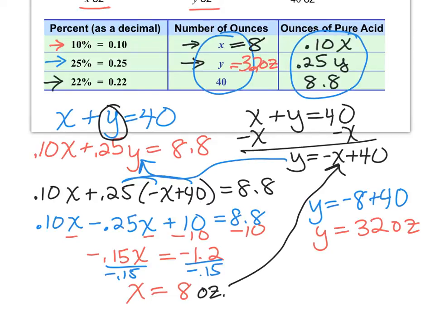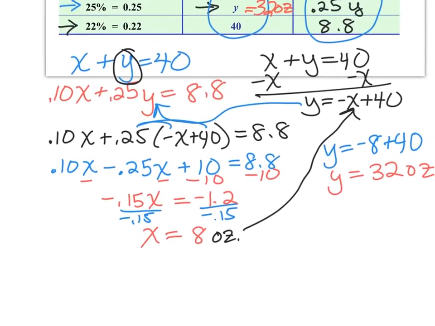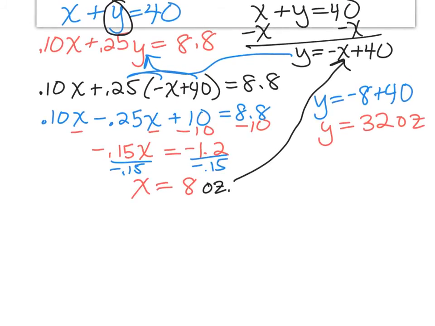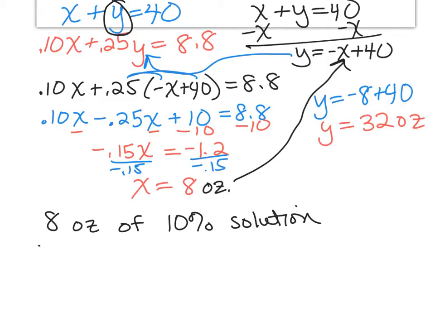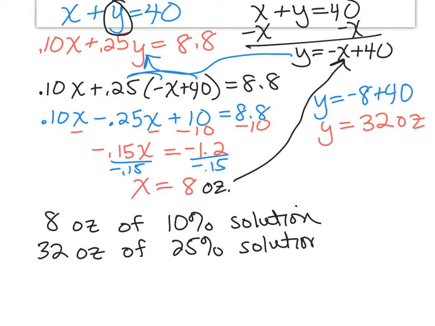So the way we can write our final answer is, say the 10% solution, we're going to have 8 ounces of 10% solution, 10% hydrochloric acid, and the other amount is 32 ounces of the 25% solution. If you mix those amounts, you're going to end up with 40 ounces of 22% solution.